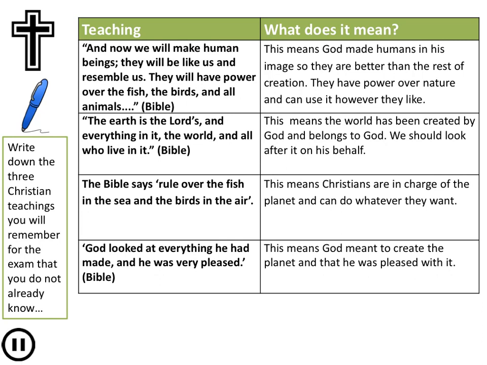In the Bible it says, rule over the fish in the sea and the birds in the air. This means that Christians are in charge of the planet and can do whatever they want. They have dominion over it. And finally, God looked at everything he had made and he was very pleased. This means that God meant to create the planet and was pleased with what he saw. It shows us that the planet is of value and something that we should be looking after, including all the animals that live on it.